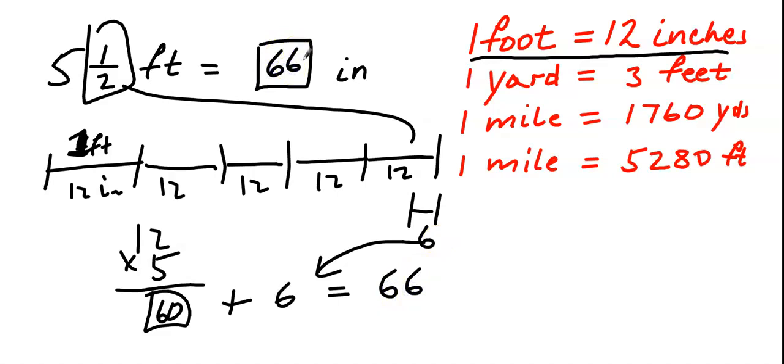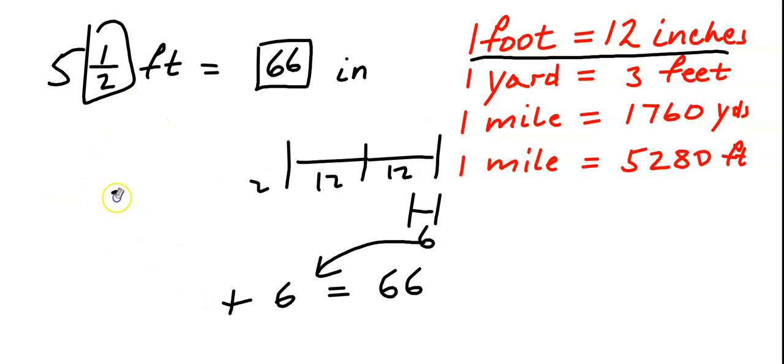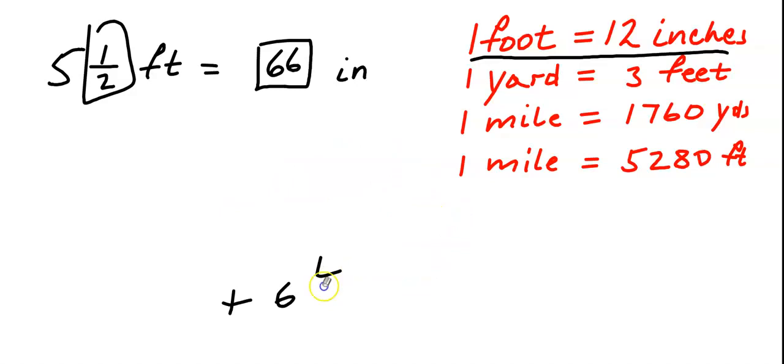Now, we could also have done this a different way, so let's try a different way. This is a visual way, and it might be easier for some of you, but if you want to do it a shorter way, you can. So we are still going to multiply 5.5 by 12, because there's 12 inches per foot.